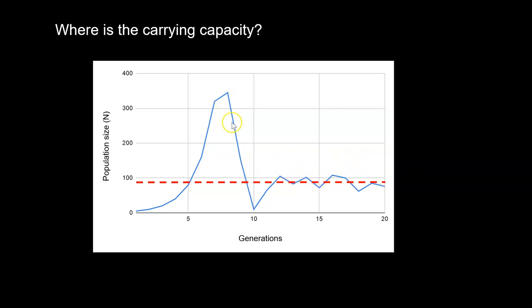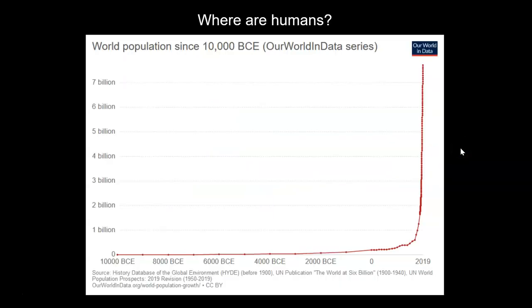After we got over this exponential phase and we got over this crash phase, the number of bunnies that can survive here on average is somewhere around here. Maybe that's 90 or whatever the number is. Okay, so here is the carrying capacity for this more realistic looking growth curve. Where are we as human beings?